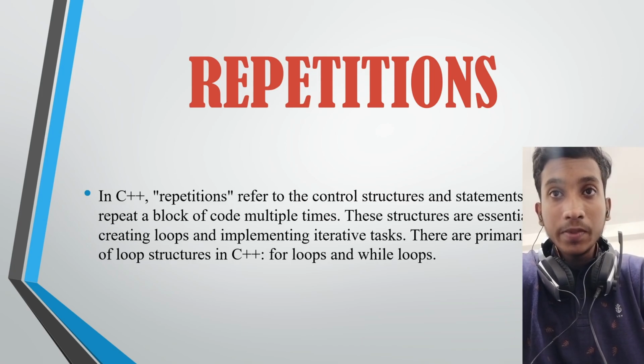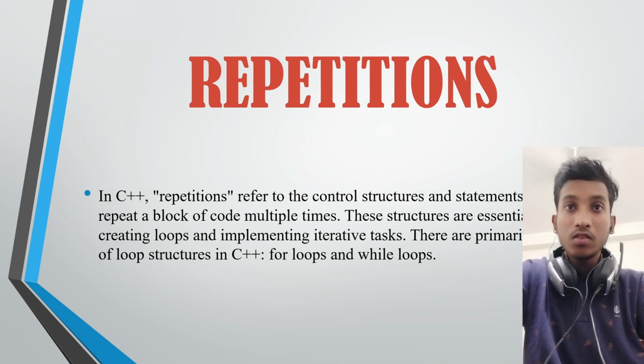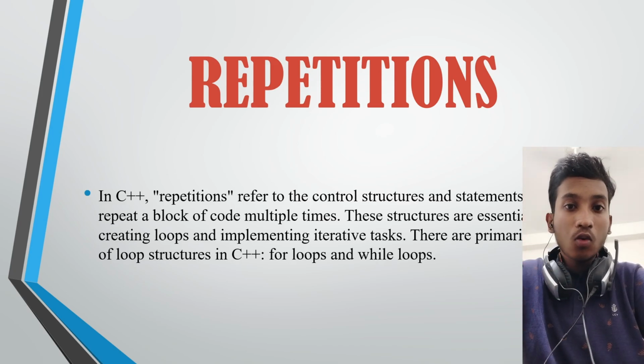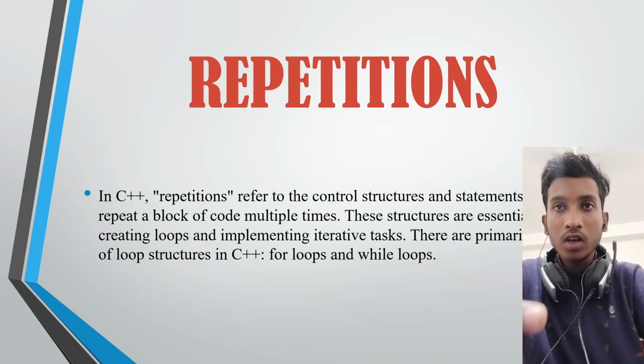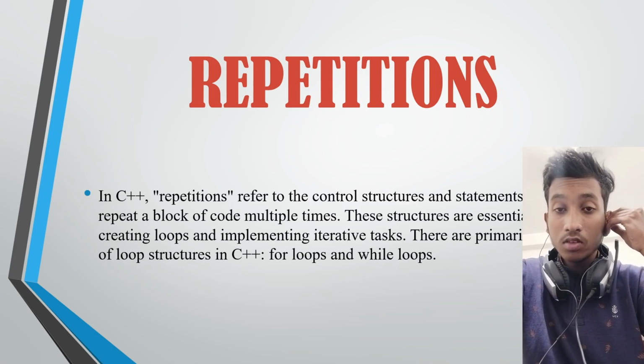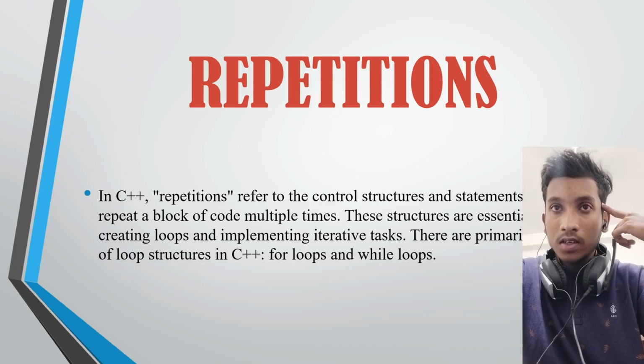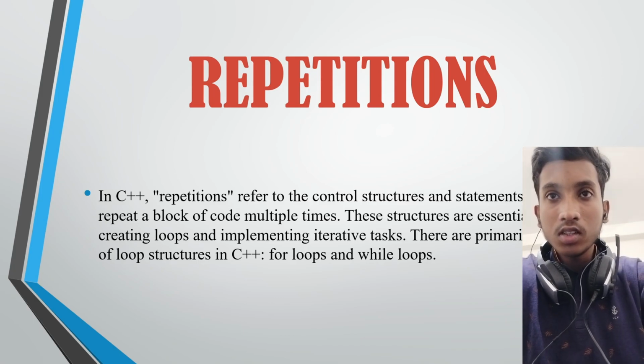And when you go through repetitions, in C++, repetition refers to the control structures and statements used to repeat a block of code multiple times in your program. These structures are essential for creating loops. So the repetition structures are essential for creating loop-wise programs. And inside the repetition, we can see conditions like the for loop and the while loop. If you guys don't have knowledge regarding the for loop condition, you could go through this.